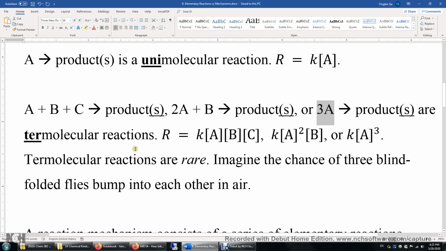Termolecular reactions are rare. Why? Just imagine the chance of seeing three blindfolded flies flying around and bumping into each other in the air simultaneously. All three flies bump into each other in the air. The chance is very little.